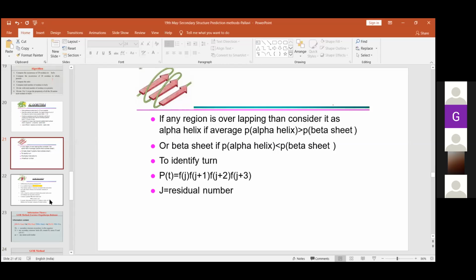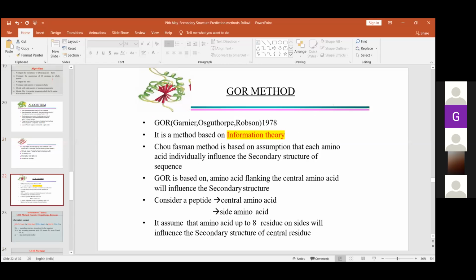Now, the next algorithm is the GOR algorithm. The drawback of Chou-Fasman was that they only considered a very small window size and they did not take into account the effect of the neighboring amino acids. ऐसा तो नहीं है कि एक amino acid discrete present है. It is having its other neighbors also. So in this case, instead of taking a window size of 6 and doing scoring of 4, we go for scoring of 17 amino acids.